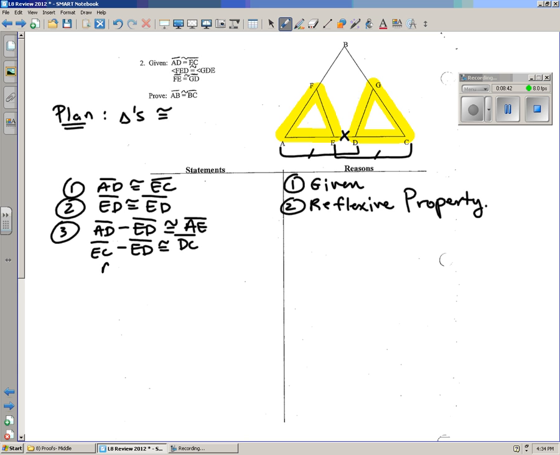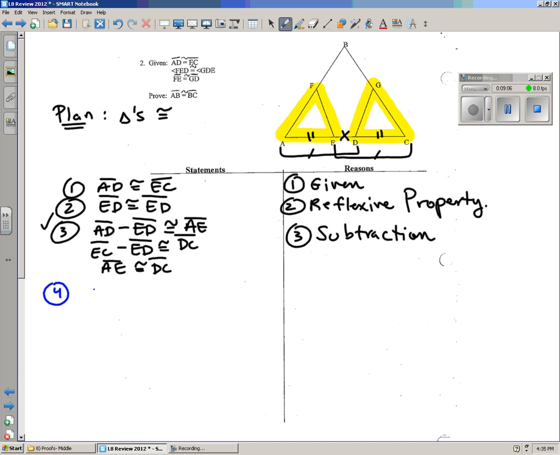And then we know that AE would be equal to DC. And this is all by subtraction. And that counts. So now we got this guy congruent to this guy. Check it off. All right, step 4, or given 4.